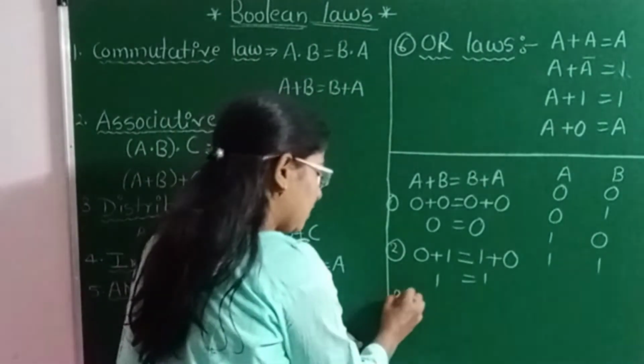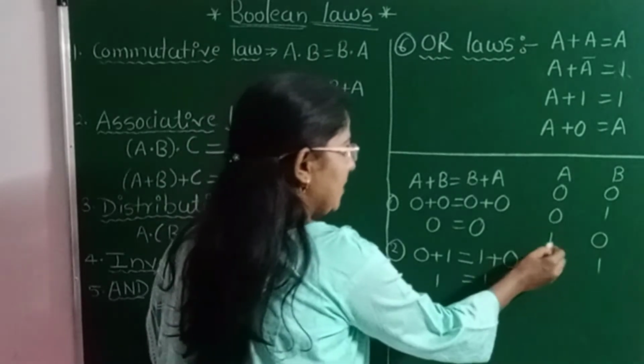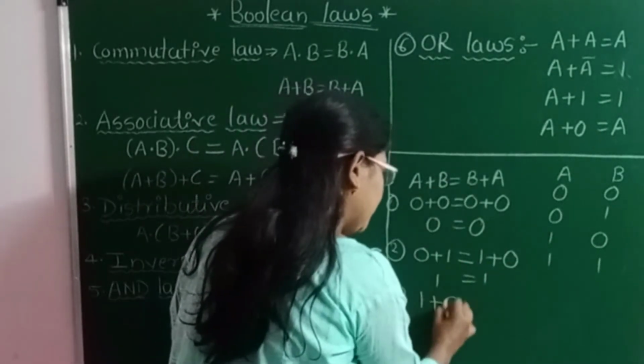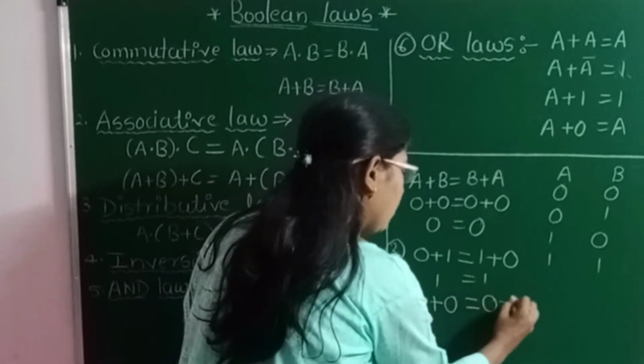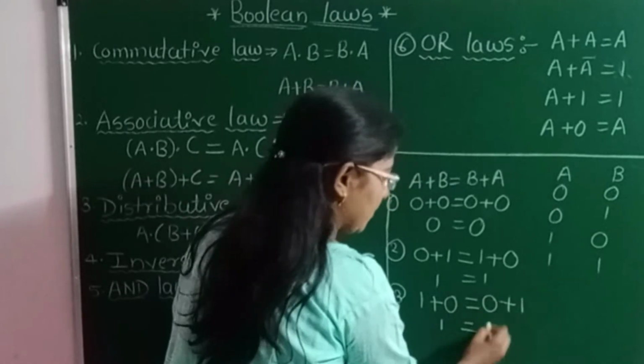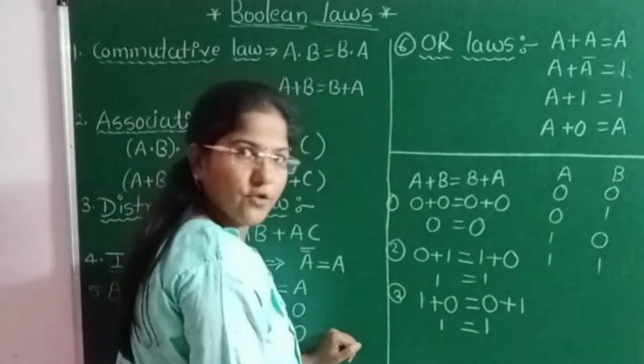Now see it for the third input combination where A is 1, B is 0. So A is 1, the value of B is 0. B is 0, A is 1. So 1 plus 0 is 1. 0 plus 1 is 1. So 1 is equal to 1.